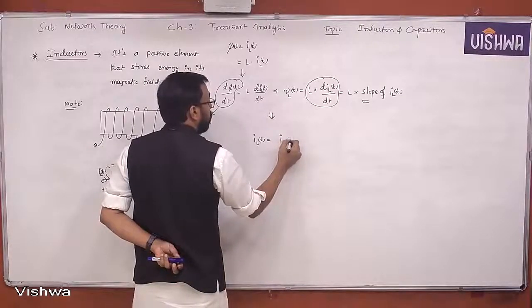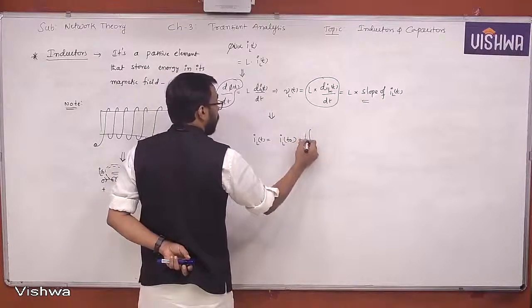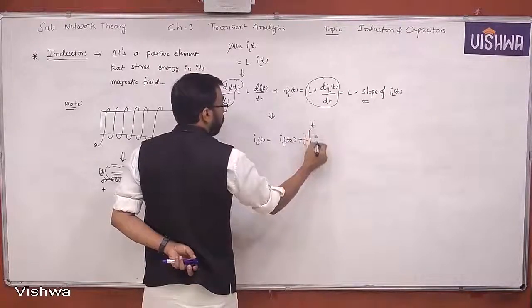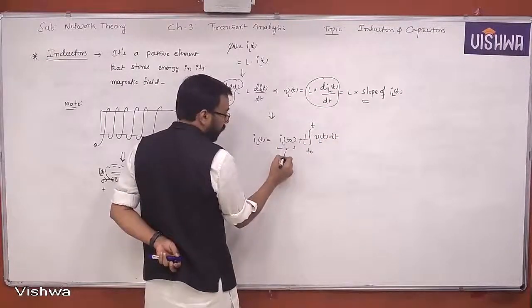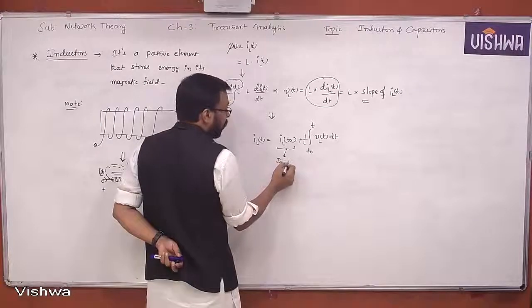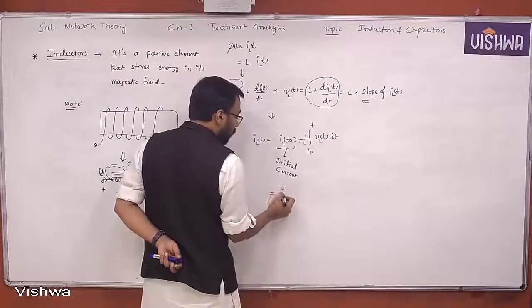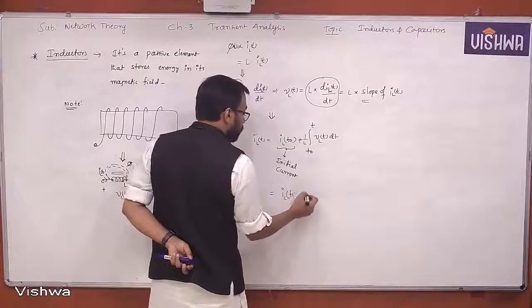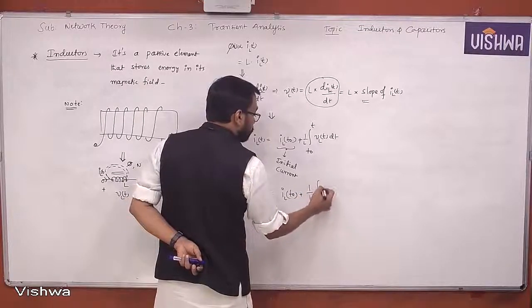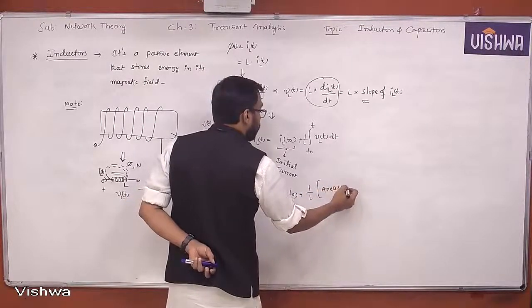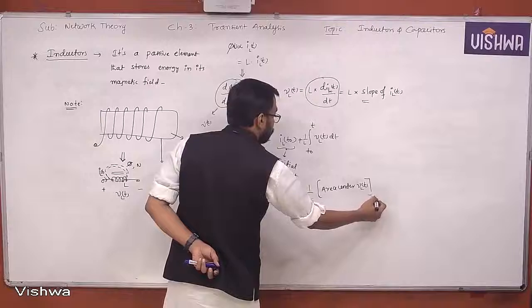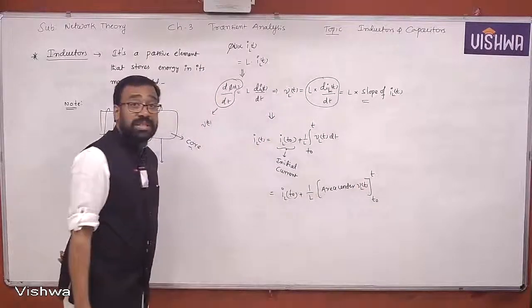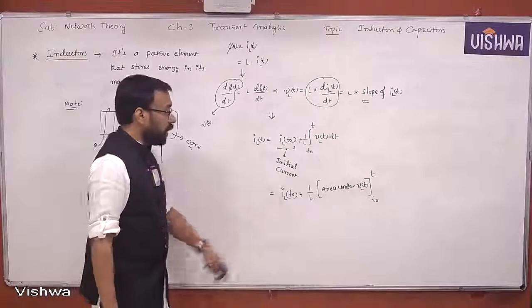IL of T naught plus integral 1 by L, T naught to T, VL of T dt. This is nothing but the initial current. Yes or no? Initial current plus 1 by L times the area under VL of t between the boundaries, that is T naught to T. It's a very, very important expression.